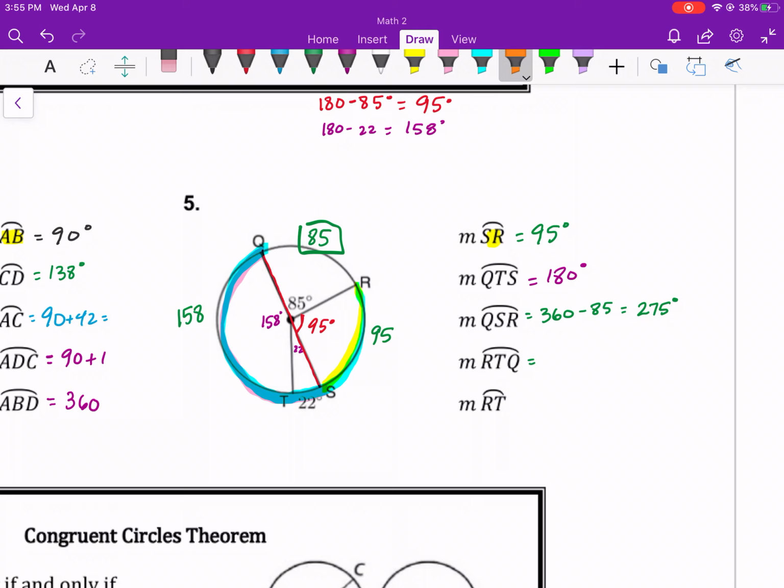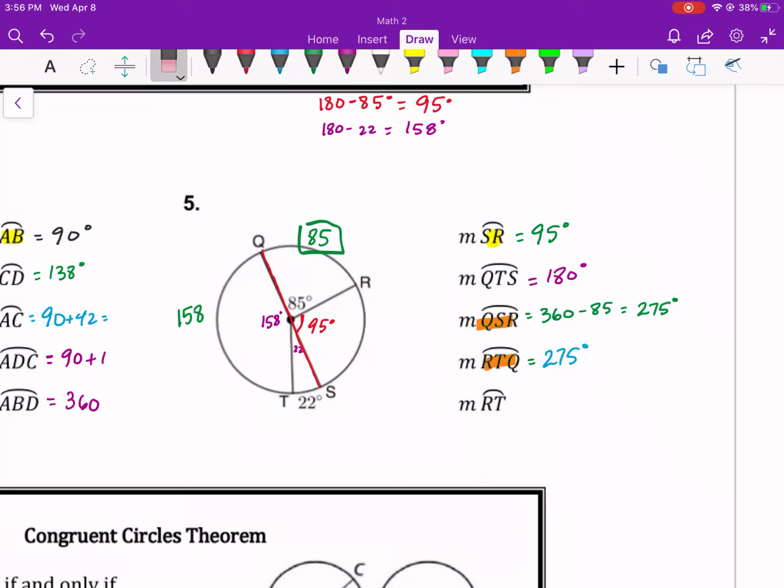Alrighty, now we're going to go to RTQ. Now this is starting to get a little messy, so I'm going to erase some of this. So RT all the way to Q. Now guess what? QSR and RTQ are actually going to be the exact same lengths. I don't know if you noticed that based on how I drew it. So once again, we should get 275 degrees because it's just missing that 85 degree angle.